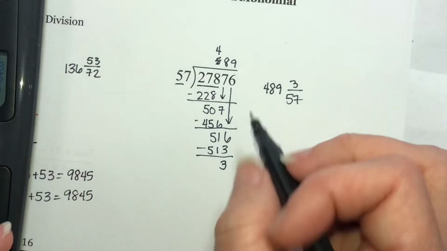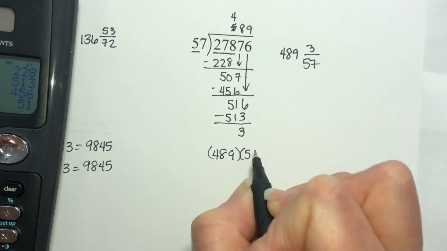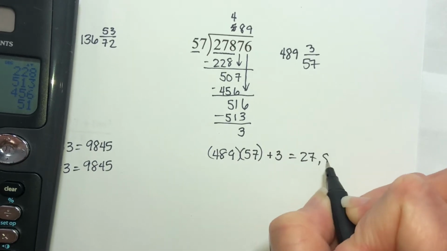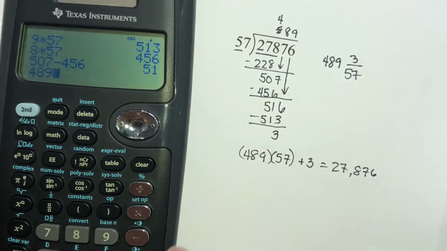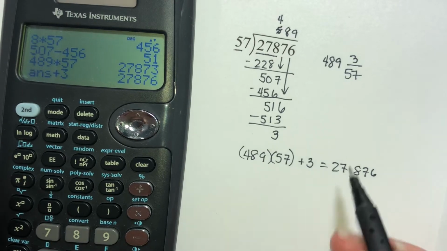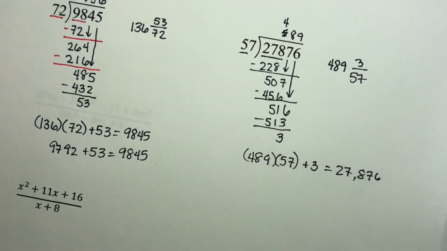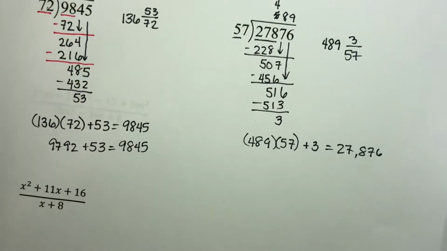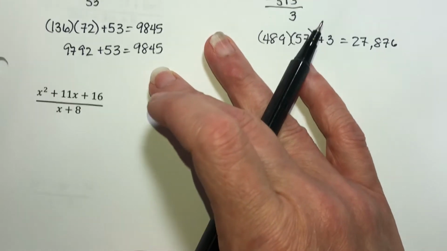Okay. To check, we do 489 times 57, and then we're going to add 3, and we hope we get 27,876. 489 times 57 plus 3 does give me this, so this is correct. Okay, now like I said earlier, the reason we went through this with the numbers is to remind you of the process. We're going to be doing something that feels very similar here.